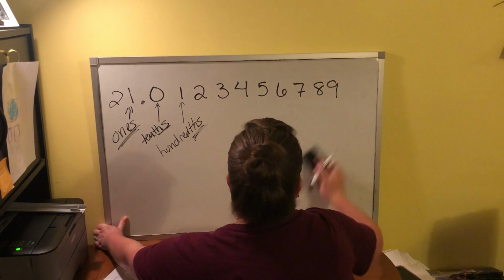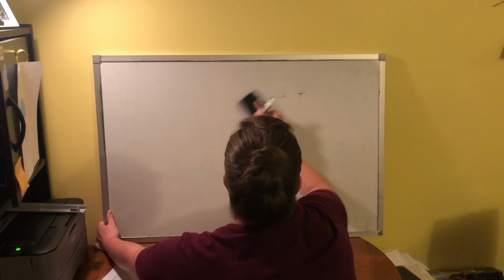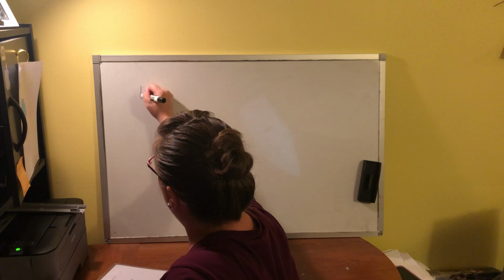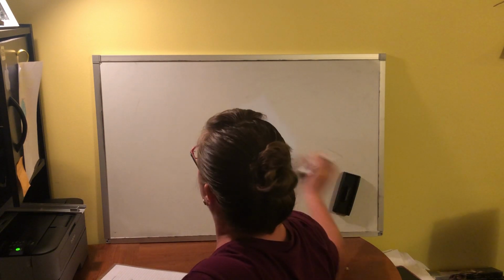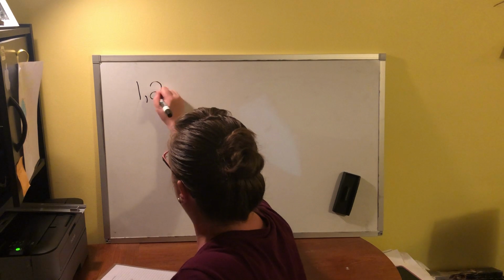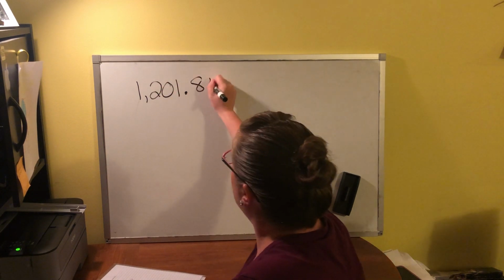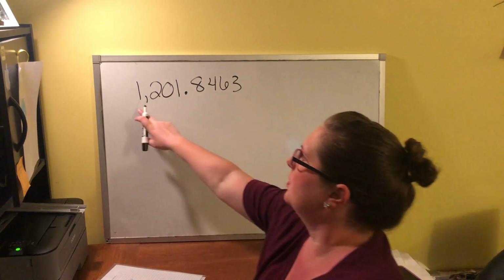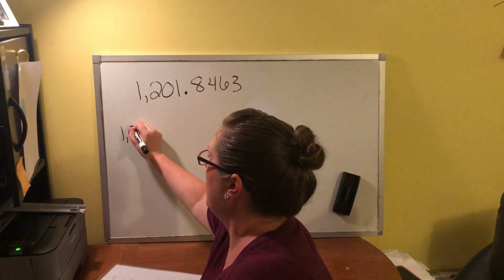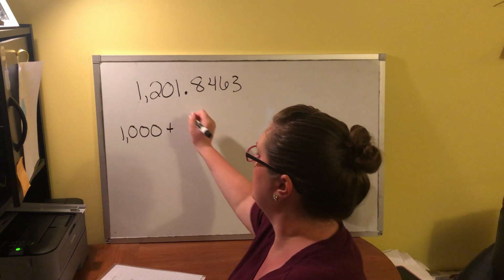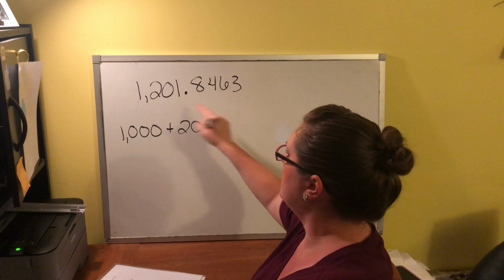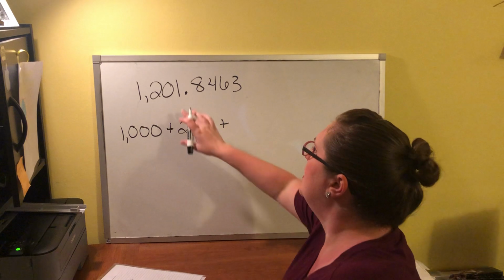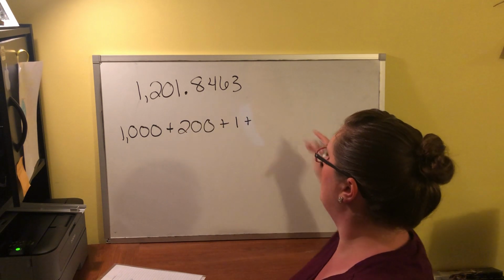All right, so let's look at one more of those and we'll move on. Let's go ahead and do 1,201.8463. Okay, they want this in expanded form. So let's start with the whole number. This is going to be 1,000 plus, we have our 2 that's in the hundreds place. Now this time I have a 0 in the tens place, so we don't need to put anything there, right? 0 divided by 10 would just be 0. So we're going to go ahead and just skip it and go to the 1.